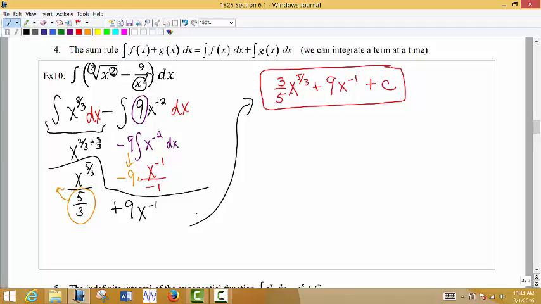Alright, once again, how can you check to make sure it was correct? You could take the derivative of these 3 terms and you should get back a form of that integrand that you started with. Okay, so the key here is the sum rule says if you have more than one term in the integrand, you can integrate each term separately with respect to x.